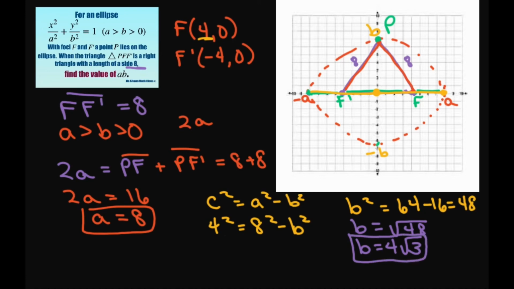We have our B and our A, and now we have to do A times B. So A times B is going to be 8 times 4 square root of 3. And this gives you 32 times the square root of 3. And that's it.